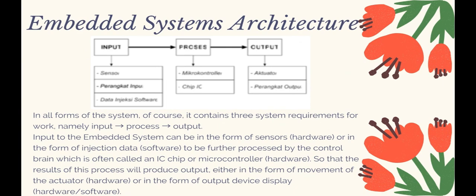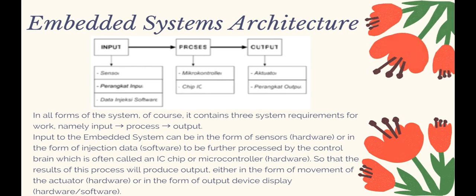In the embedded system architecture, of course, it contains three system requirements for work, namely input, process, and output. Inputs to an embedded system can be in the form of sensor hardware or in the form of injection data software to be further processed by the control brain, which is often an IC chip or microcontroller hardware, so that the result of this process will produce output either in the form of actuator hardware or in the form of output device display hardware.